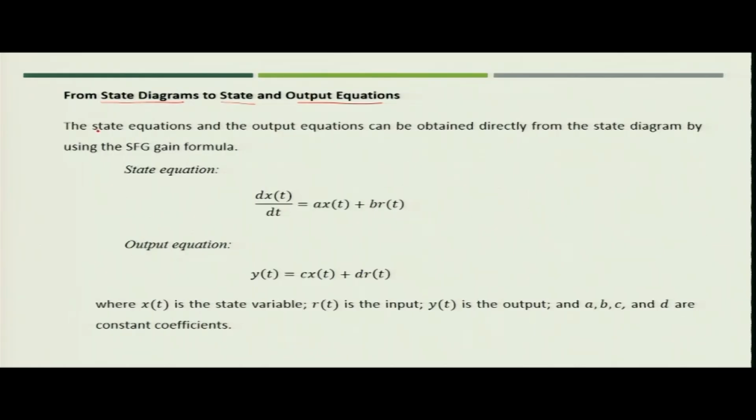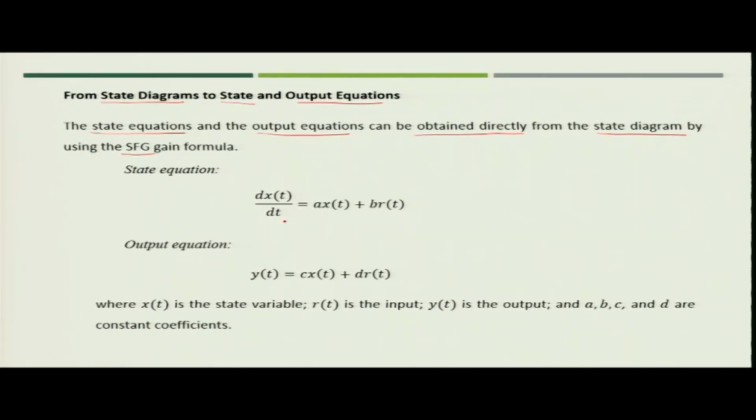Now, you may know that the state equation and output equation can be obtained directly with the help of a state diagram. We have discussed state and output equations in the previous lectures. Today we will see how the state and output equations can be obtained with the help of the state diagram. For that we use the signal flow graph gain formula to find the state and output equation.